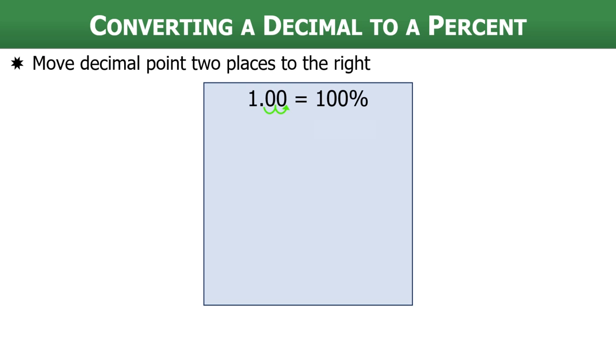Here we have the number 1. We want to convert that to a percent. We move the decimal point 2 places to the right and we get 100%. So 1 converted to a percentage is 100% because a percent is just a fraction of 1. 1 is a whole, so that is 100%. Look at another one, 0.85. Move that 2 places to the right and it becomes 85%.